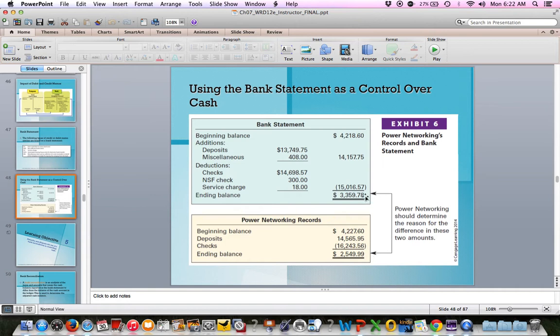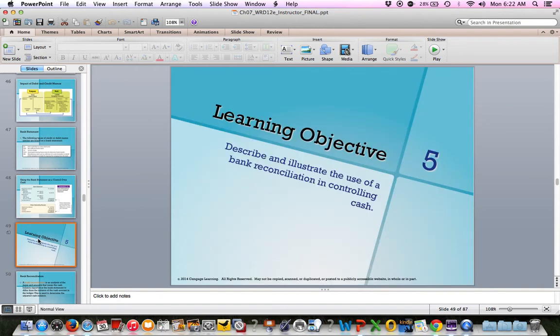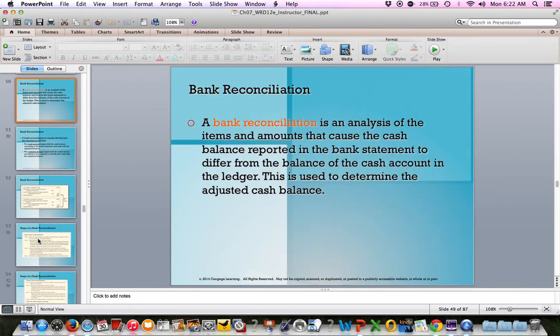Does that mean one side made a mistake and they better fix it? The answer is no, not at all. All that means is that both sides don't have the complete picture yet. And so we're going to do a reconciliation and reconcile those numbers down to a common number. That's just called the bank reconciliation. I'll say bank recon a lot. An analysis of the items and amounts that cause the cash balance reported in the bank statement to differ from the balance of cash on the ledger.